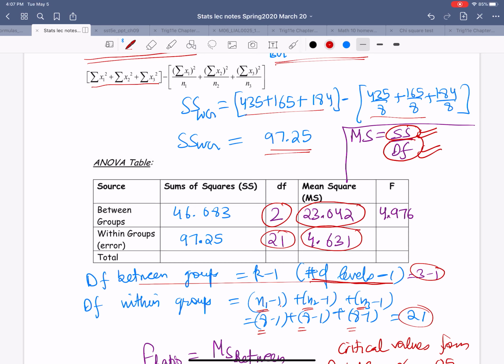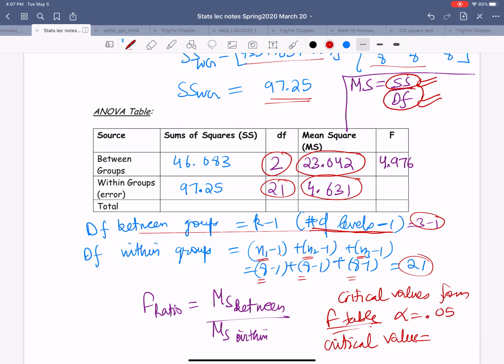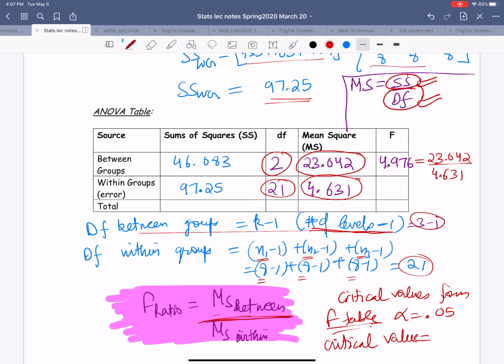Once we have our mean squares, we're going to find the F ratio. The F ratio is calculated by mean square between divided by mean square within. Mean square between is 23.042. Mean square within is 4.631. And that turns out to be 4.976. Now that's my F test statistic.